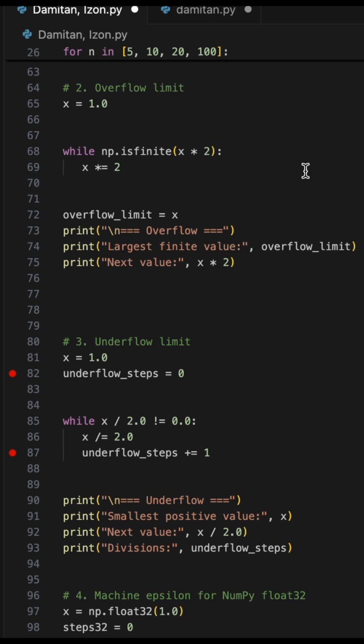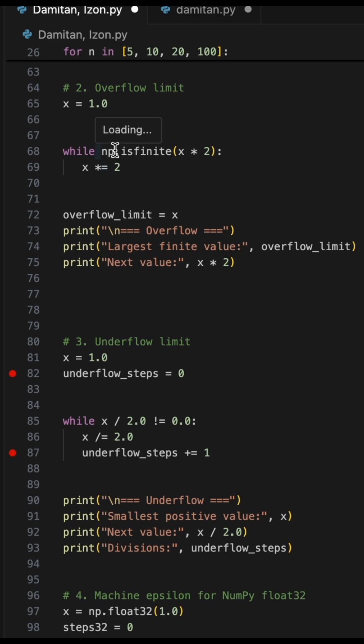And we test here the overflow. We start with x equals 1.0, then while np.isfinite(x), x equals x times 2. Here we keep multiplying by 2. Eventually, the number becomes too large for the floating point data type to represent. At that point, the value becomes infinity. This is called overflow.